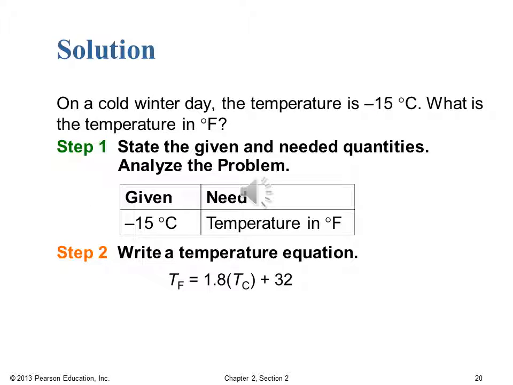Alright, just like we've been doing, we'll apply our steps. So step 1, we'll state the given and needed quantities to analyze the problem. So we're given minus 15 degrees Celsius, and we're looking for the temperature in degrees Fahrenheit. So write that temperature equation, the form that we used before, where we're solving for temperature in Fahrenheit. It equals 1.8 times the Celsius temperature, and then after we get that product, we add 32.